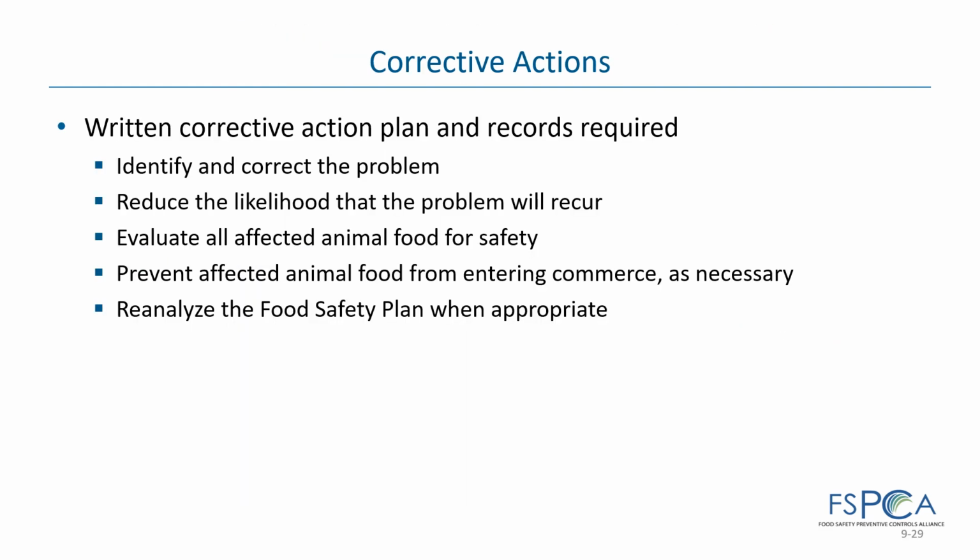So let's think again about what corrective actions look like. This plan and the records that are going to be made in conjunction with this plan are similar to what we saw in the other types of preventive controls, and they need to make sure to, again, address those 5 big bullet points that we've seen several times. Number 1, identify and correct the problem. Number 2, reduce the likelihood that the problem will recur. Number 3, evaluate all affected animal food for safety. Number 4, prevent affected animal food from entering commerce as necessary, and reanalyze the food safety plan as appropriate.